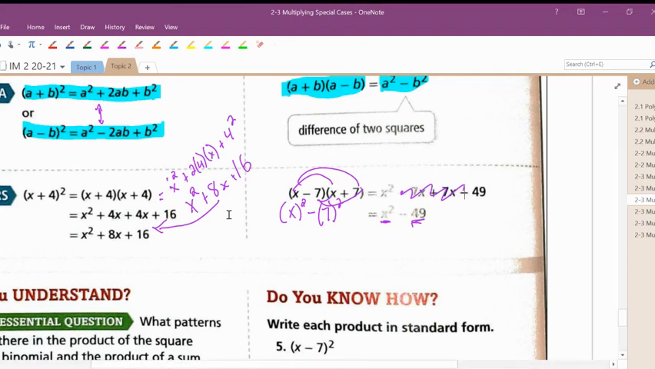And that's really all we're doing when we do these special cases. If the special cases are confusing to you, forget about them and just do it by hand. Do it the slightly longer way.